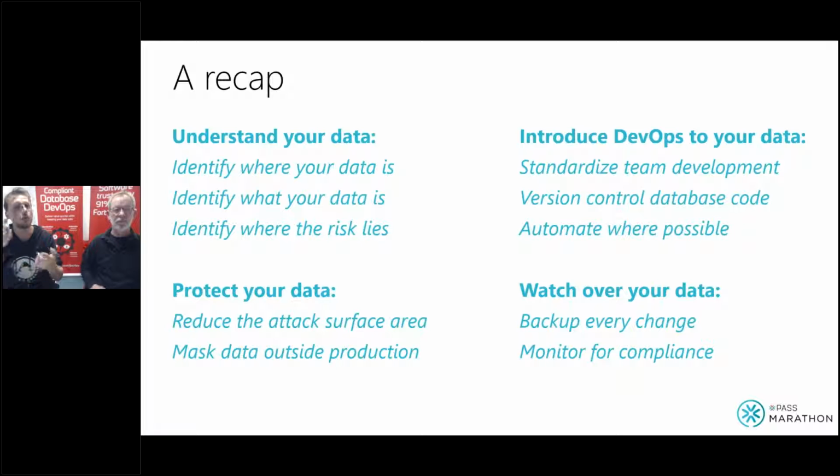So understanding your data, where it is, what it is, where the risk lies. Protecting that data, reducing the attack surface, masking outside of production. If they don't need access to it, then they ain't getting access to it. Introduce DevOps, standardize that team-based development, the testing, the coding. Make sure everyone is working in the same direction, in the same way. Keep everything in version control and audit that process, and of course, automate where possible. Finally, have an eye on the whole process. Back it up and monitor it at all times.